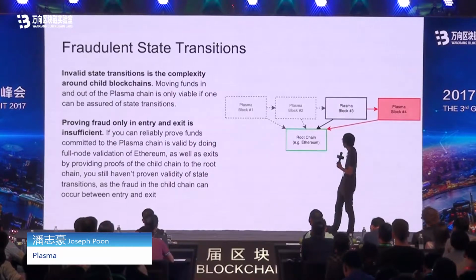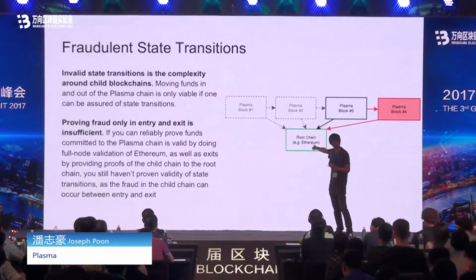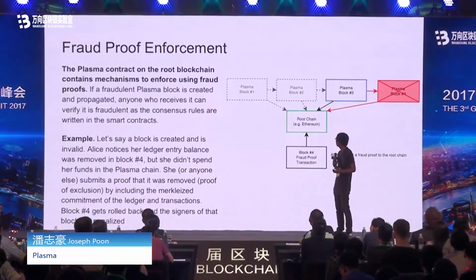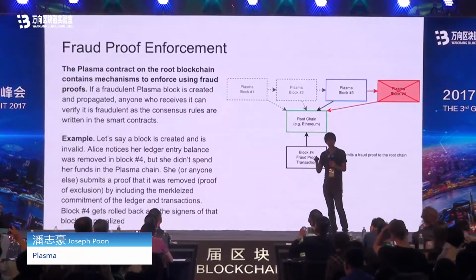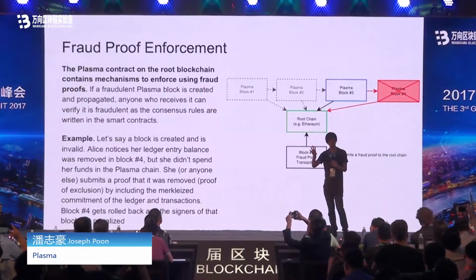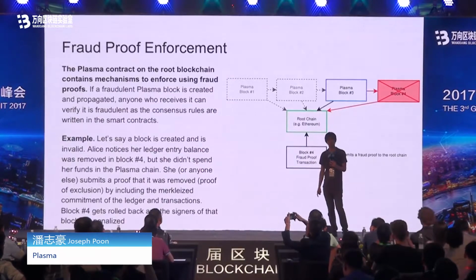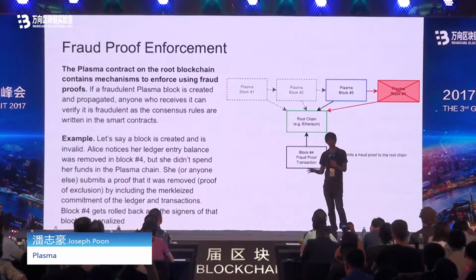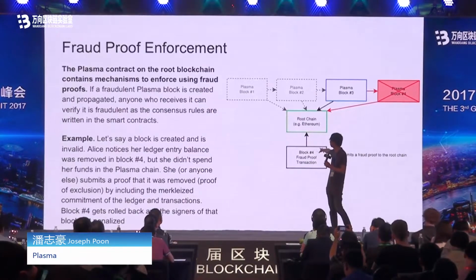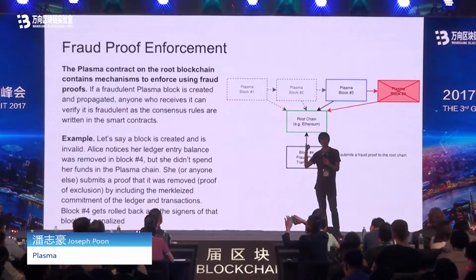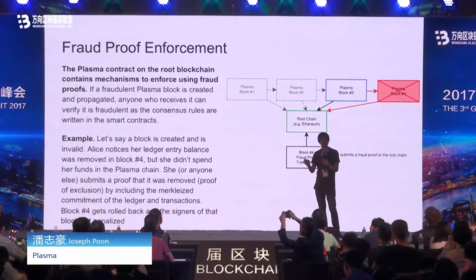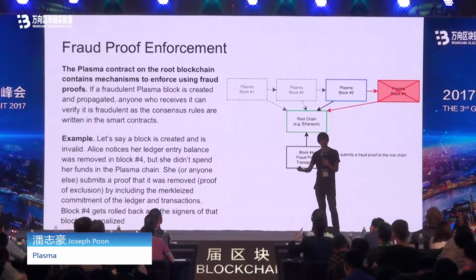What happens is, if you create a bad block, you are committing the Merkleized hash and signing it onto the root blockchain. As a result, if other people have the data available, that means they have sufficient information within that bad block to prove that that block is bad. And they submit a compact fraud proof onto the root blockchain, such as Ethereum. So this is the fraud proof that gets submitted onto the root blockchain. And that bad block, block number 4, gets canceled and rolled back by everyone on the network. And the person that generated that bad block gets penalized.